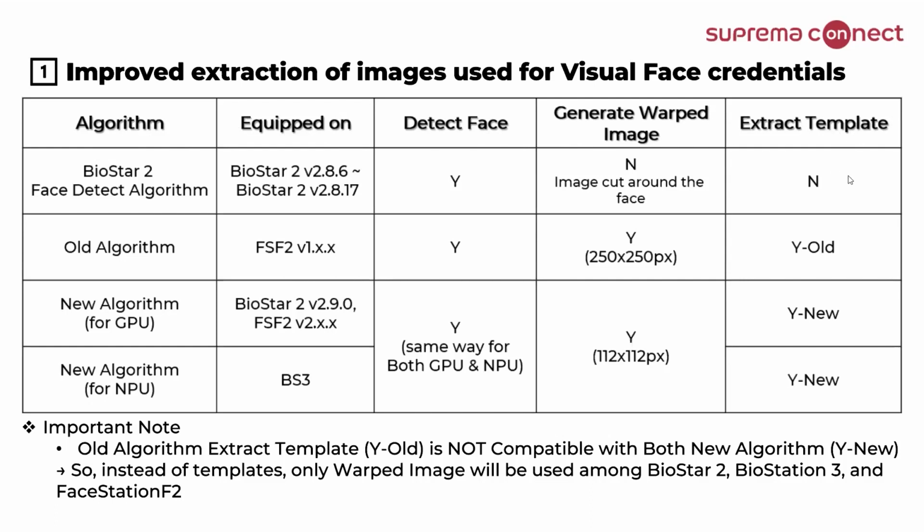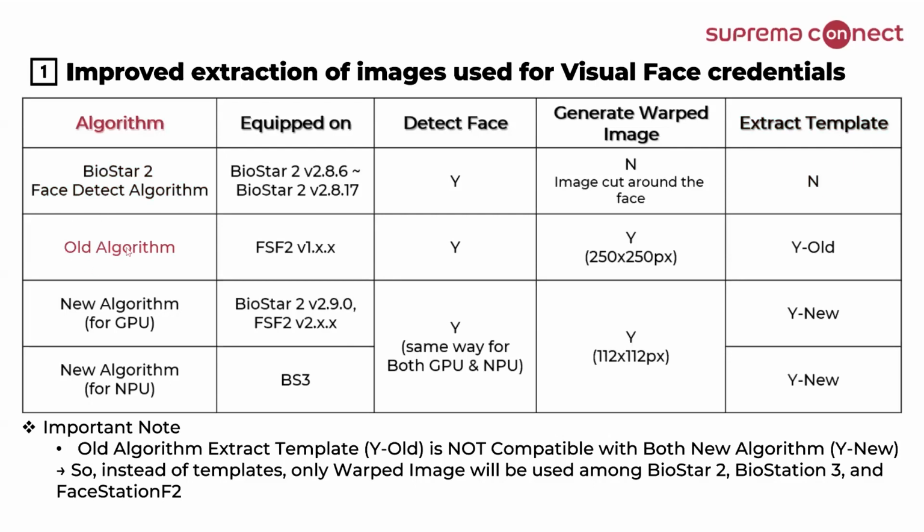So please have the concept of warped image and face template as different things. BioStar 2 face detect algorithm: this was applied on BioStar 2 version 2.8.6 up to 2.8.17. Yes, this does detect face, but it actually did not generate a warped image. It simply cuts around the face, as in if you have a photo of a user, it will just cut off the particular face image part, and it does not extract template.